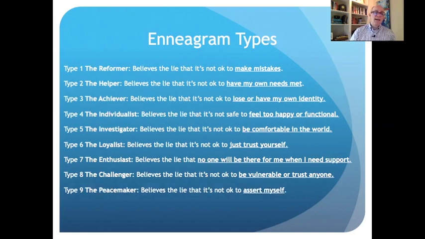And then finally, the type 9 is the peacemaker. Easygoing, self-effacing, receptive, reassuring, complacent, and resigned. And they believe the lie that it's not okay to assert myself. 9s need to be encouraged to speak up, let their voice be heard. If you've got 9s on your team or in your family, you're better off if you hear from them. So encourage them to speak up and not hold back what they've got to offer. But they're going to need some encouragement in order to be able to do that.